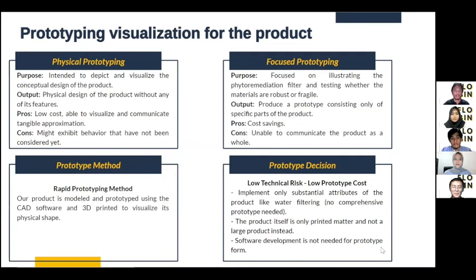We also choose the rapid prototyping method, using CAD software and 3D printing to visualize its physical shape. Finally, our prototype decision is low technical risk and low prototype cost because we only implement substantial attributes of the product like water filtering and not a large product. Also, we don't need software development for the prototype form.